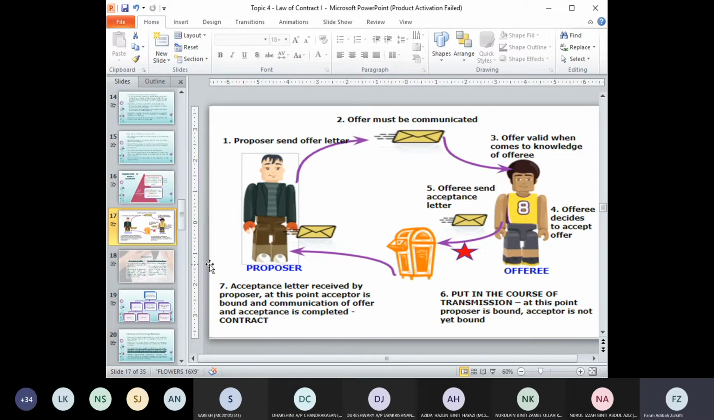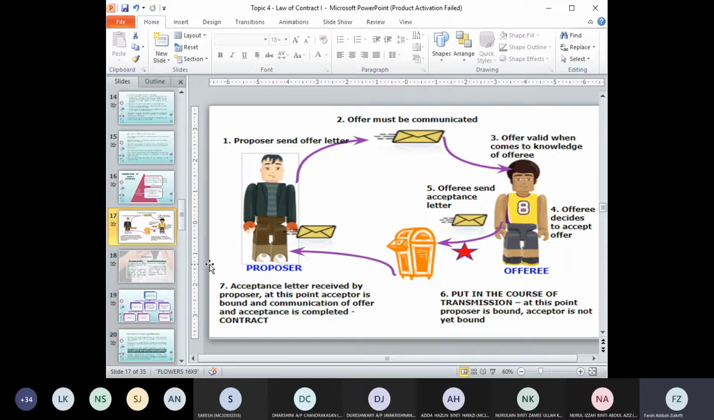Okay, so when we talk about postal rule, it means that once you send the offer letter, your offer is only complete when the other person receives the letter. On the other hand, if the other person wants to accept the offer, once they send the letter to you, you are already bound by the acceptance, even though you have not received the letter yet. But once you receive the letter, the person who sends the acceptance is bound by the acceptance.